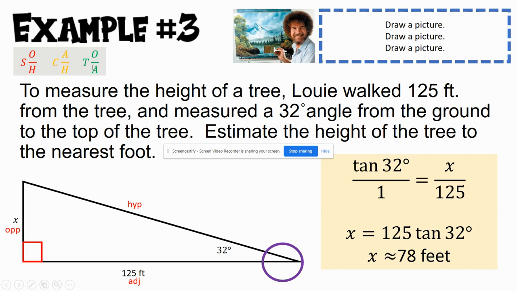So you set it equal to the opposite side length, which is X, over your adjacent side length, which is 125. Solve your equation. Happens to be a proportion. So if you want to put this over 1, you can. X times 1 is X. 125 times tangent of 32. And it says to round to the nearest foot, so the nearest whole number. So that tree is about 78 feet tall.